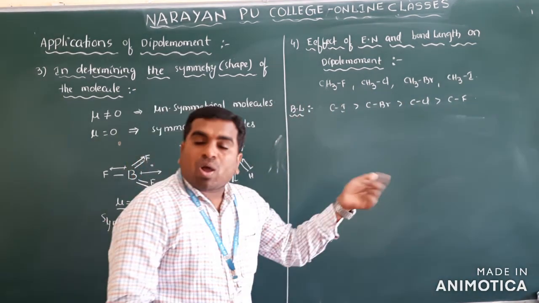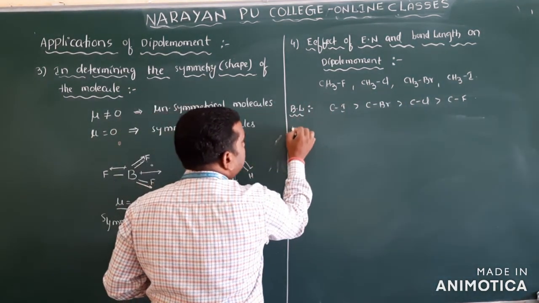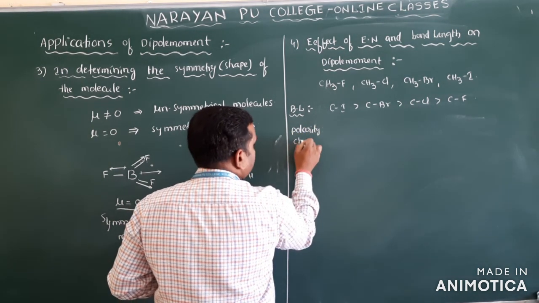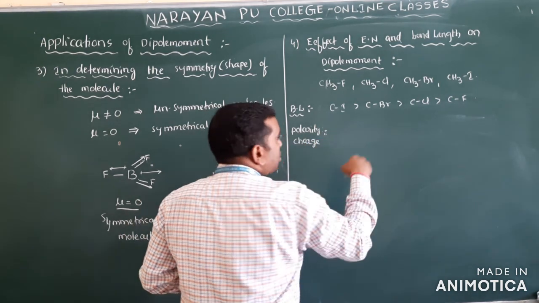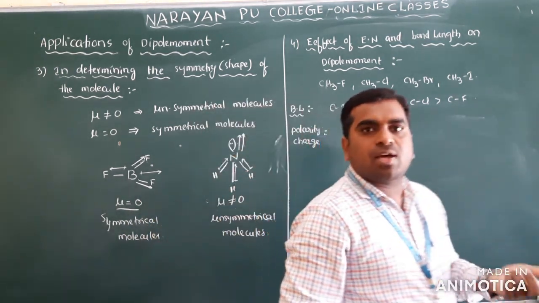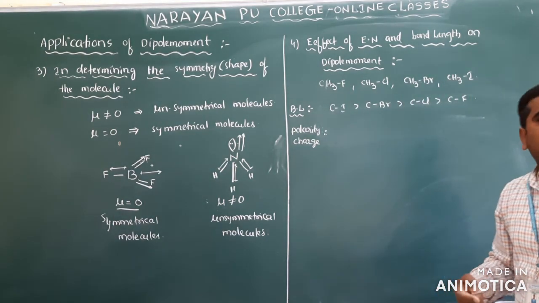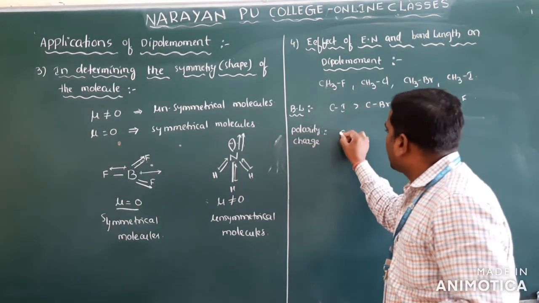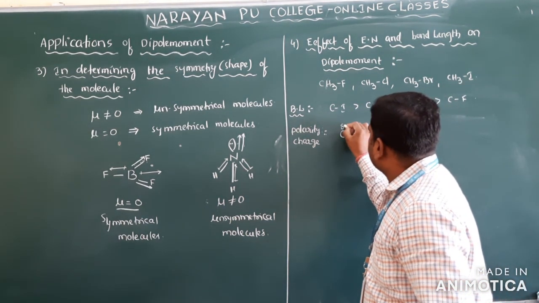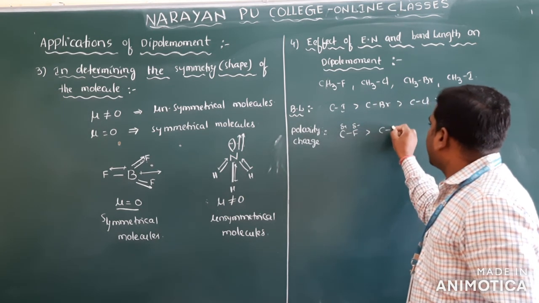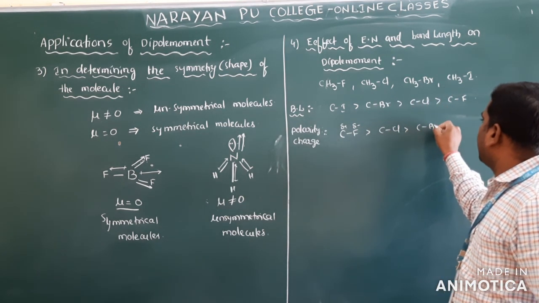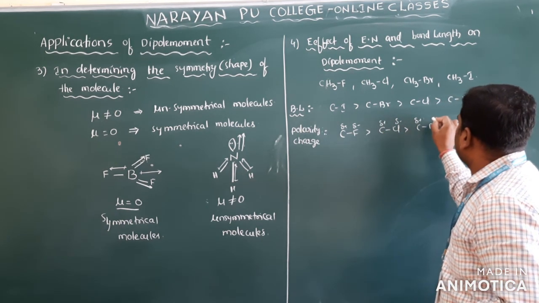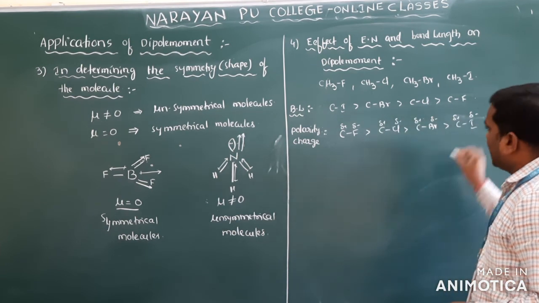Clear? And now, polarity. Polarity depends upon electronegativity. Polarity means you can simply say charge, the charge of the ions. Where the charges are more, greater the polarity, greater the electronegativity, greater will be the charge. So fluorine is the most electronegative element compared to chlorine, bromine, and iodine. So that's why in this case charges are greater. And the polarity order is C-F is greater than C-Cl is greater than C-Br is greater than C-I. The positive and negative, positive and negative, positive and negative.